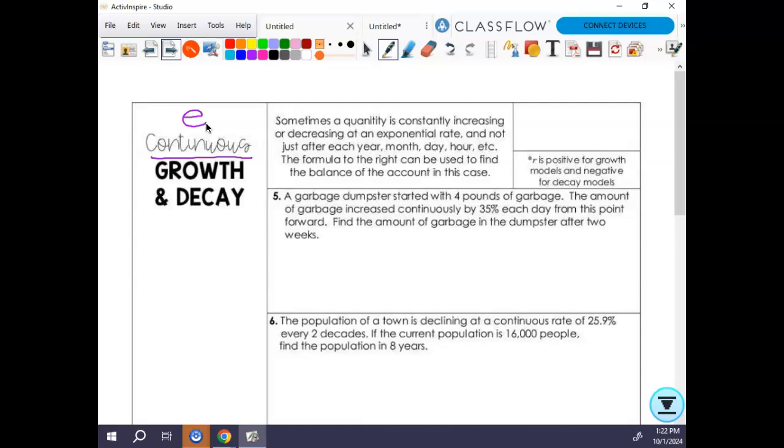And I know you've seen this formula before, but I'm going to show you a short little video of E here in just a minute. So it says sometimes a quantity is constantly increasing or decreasing at an exponential rate, and not just year after year like I just said. And so this is what's called your PERT formula. So your amount is equal to your capital P, which is your principal, times E to the RT power. That's why it's called a PERT formula.